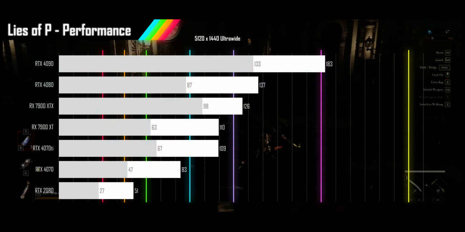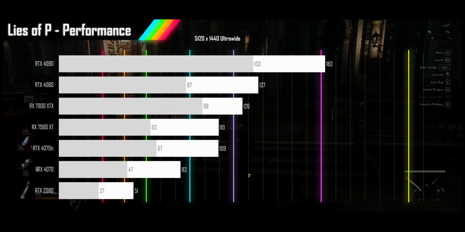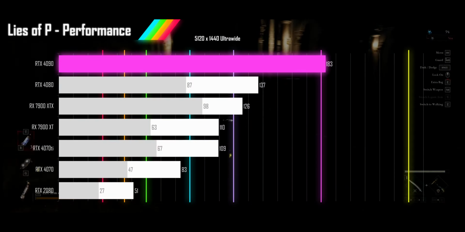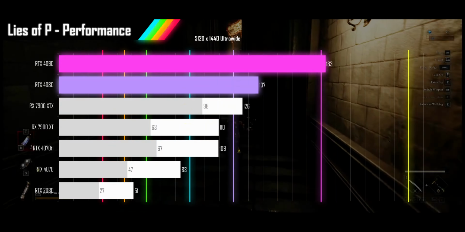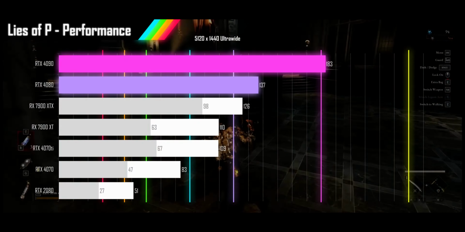Moving up to our super ultrawide resolution of 5120 by 1440p, the RTX 4090 is still getting an impressive 183 FPS, 33% ahead of the RTX 4080 with 137 FPS.